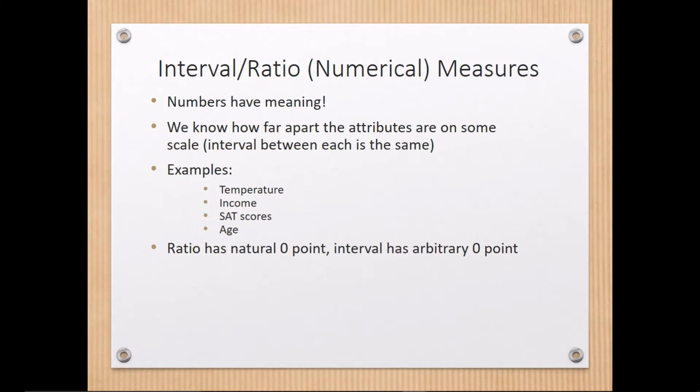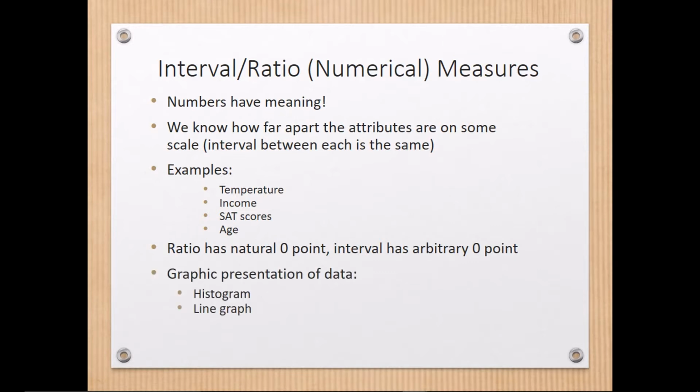Now, I've lumped interval and ratio together for convenience because they both involve equal intervals on a scale. But ratio has an actual 0 point. Think of weight on a scale has an actual 0 point, whereas interval has an arbitrary 0 point. Think about a thermometer, where 0 is just an arbitrary number. Ratios are rarely used in social research, and so interval measures will be of more interest for the social researcher.